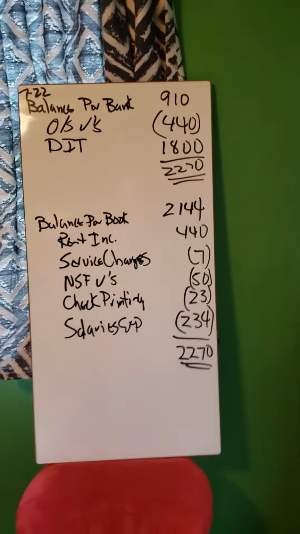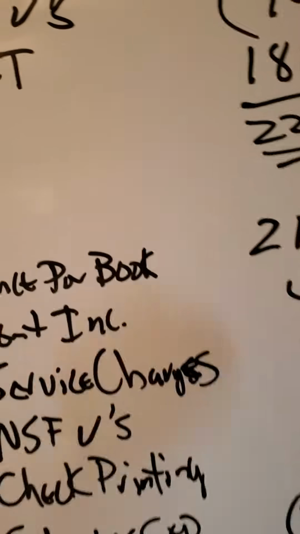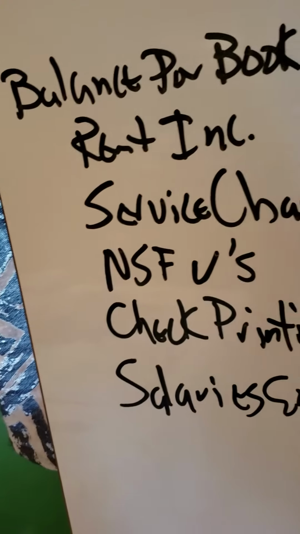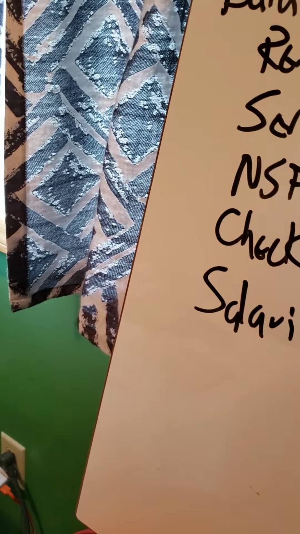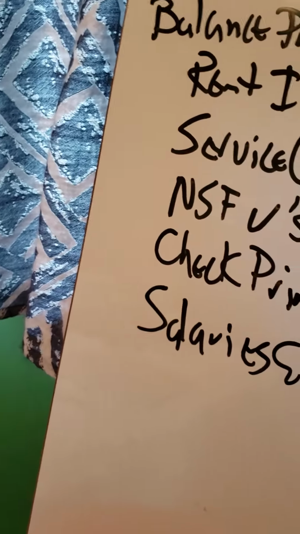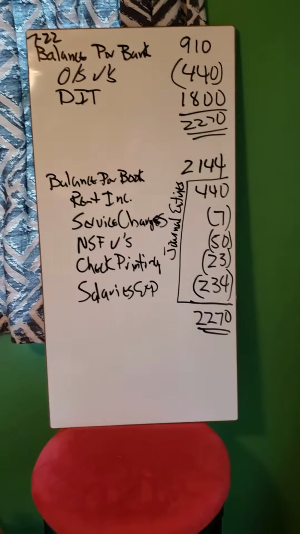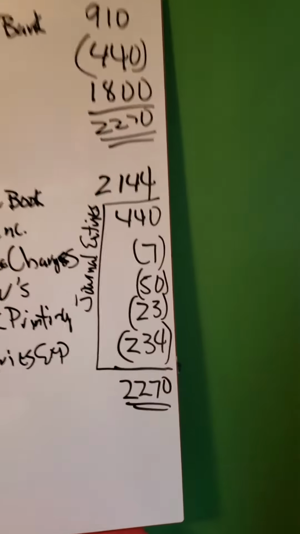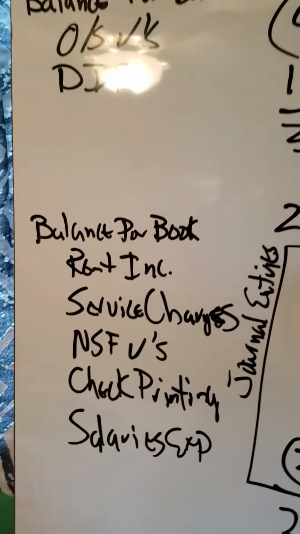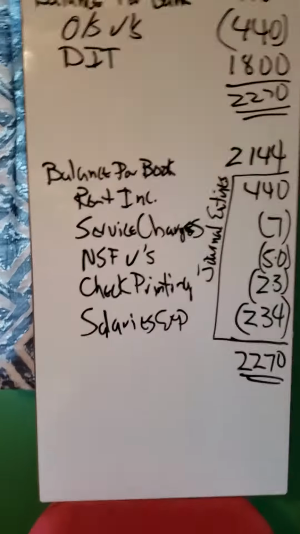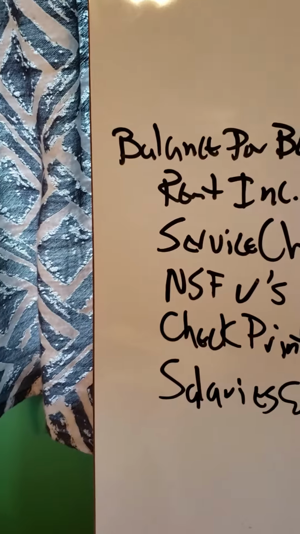Okay, so far so good. Now we need to do the journal entries, and we're going to do journal entries for the transactions that have not been recorded on the books. My debits are going to be all the ones that are negative, and my credits are going to be all the ones that are positive. These are debits. This one's a credit.